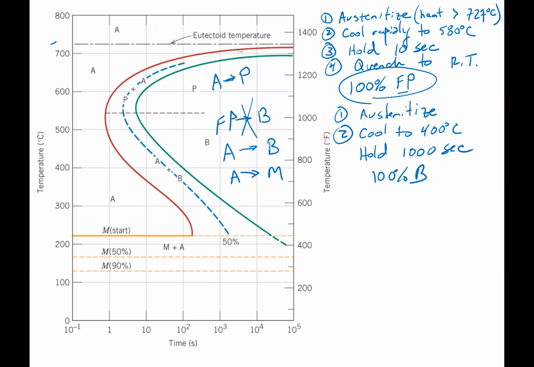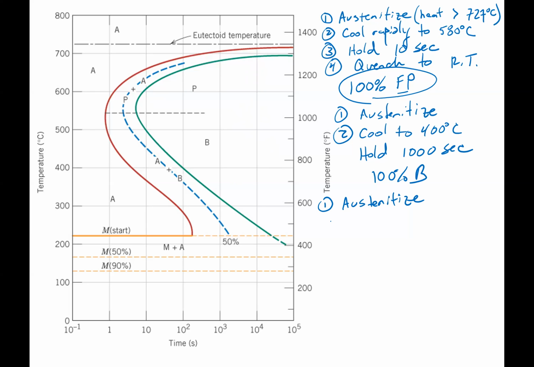And let's see, what else can we do? So let's do something that's a little more tricky. Let's say that we have an example where we austenitize. And let's say that we cool to, let's say 630 degrees C, and we hold for 10 seconds. And then we're going to now quench down to room temperature.